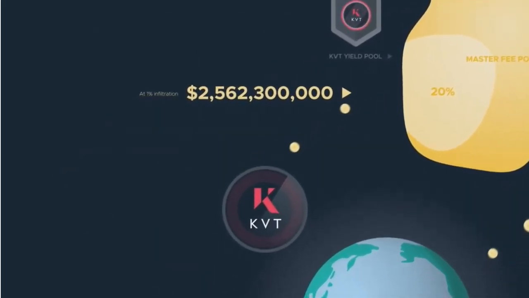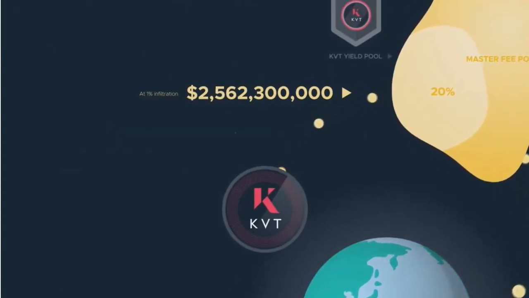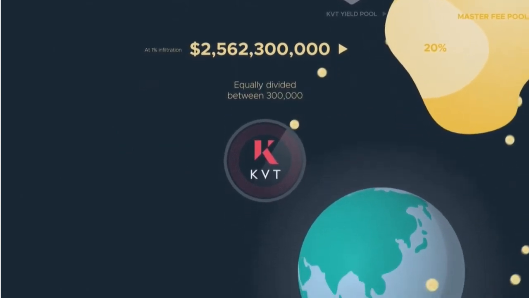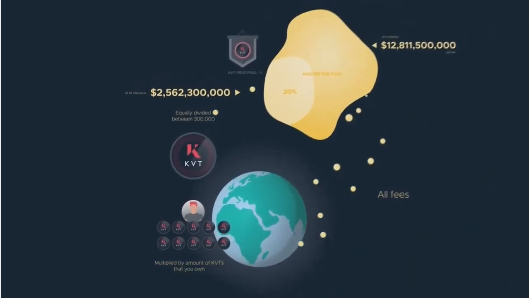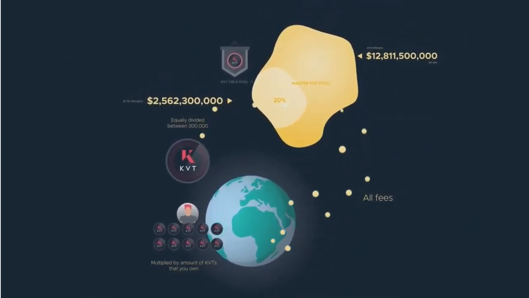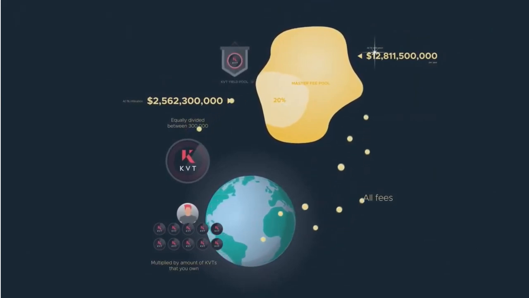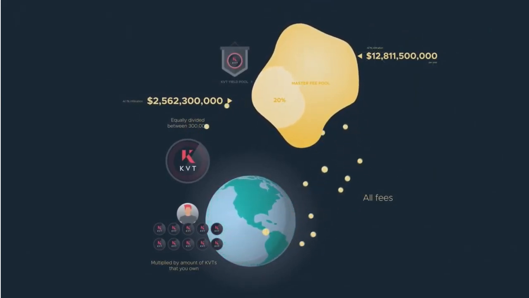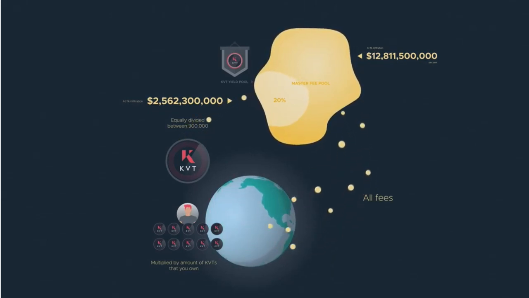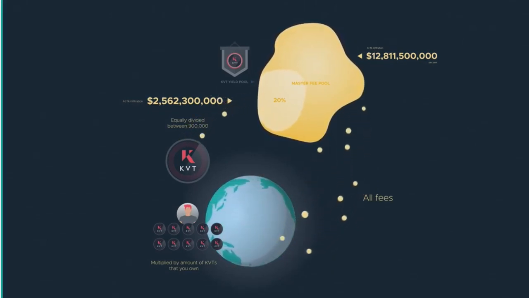$2,562,300,000 will go to KVT holders, which will then be equally divided by 300,000 and then multiplied by the amount of KVTs that you own. So to reiterate, 20% of the master fee pool of $12,811,500,000 equals $2,562,300,000.